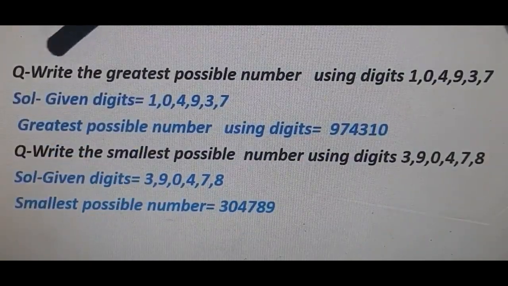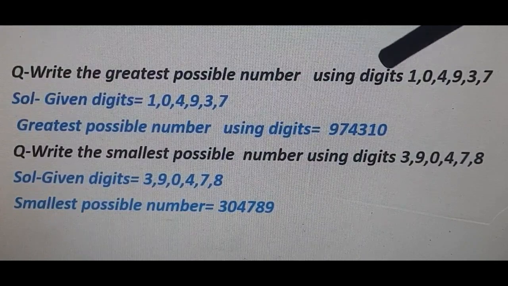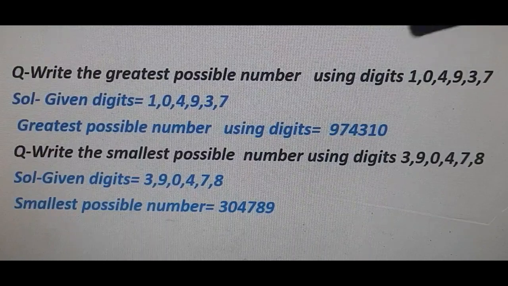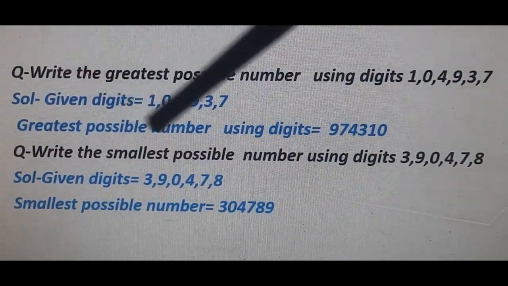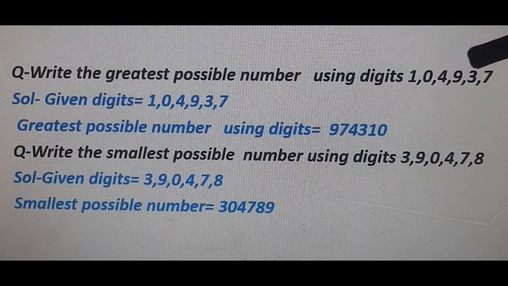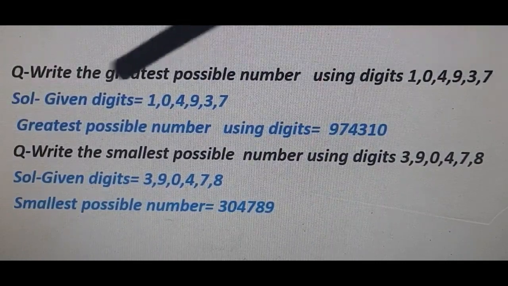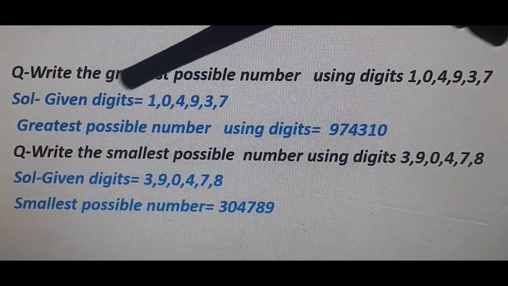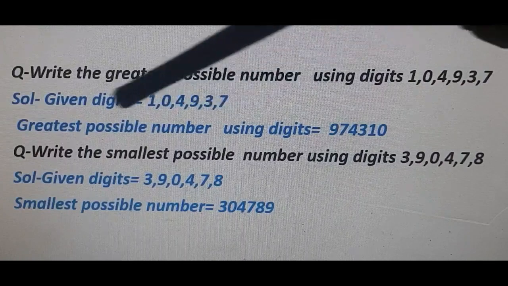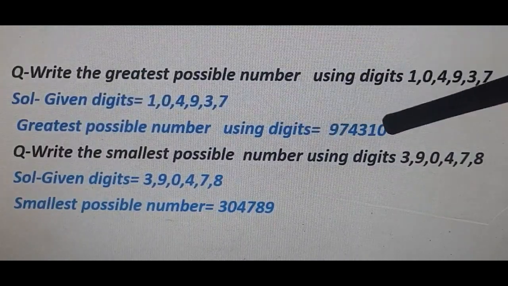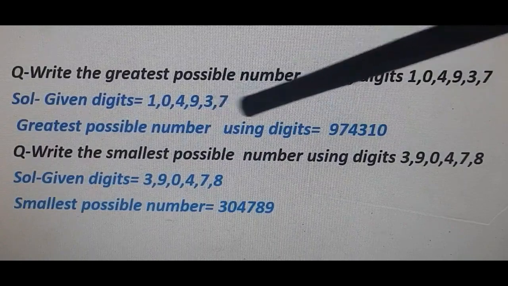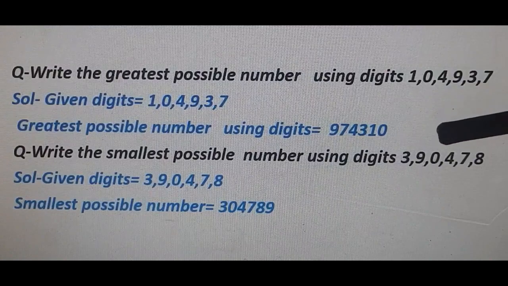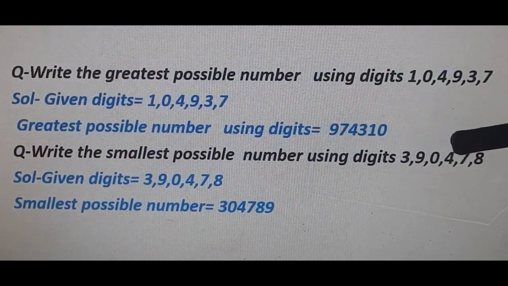Next question is, write the greatest possible number using digits 1, 0, 4, 9, 3 and 7. We have to use these digits and we have to write down the greatest possible number. Each digit will be used once only, right? So given digits 1, 0, 4, 9, 3 and 7. Beta, when you write down the digits, there will be commas. But when you make a number, then no commas will be there. Most of the students prepare the number correctly, but they put commas. जब आप commas लगा देते हैं तब ये number नहीं रहेगा, फिर digits हो जाएंगे separate. Then it will be wrong.